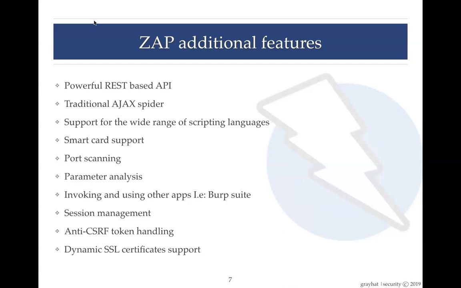There is the traditional spider as well as the Ajax spider. There are two types of spider. The first one is the Ajax spider, and the second one is the traditional one. The Ajax spider has the ability to get everything and scan Ajax-based sites. There is support for a wide range of scripting languages that you can test and integrate everything. You can also create your own scripts, and this helps you create your own scripts, test them, and attack the web application or the code itself using that script.